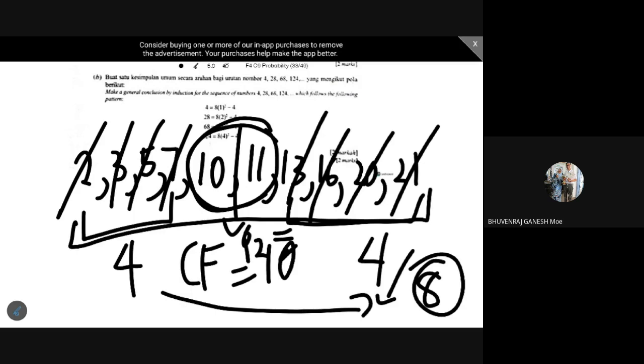Bab darjah 6, darjah 6 Afiq, I don't know darjah 6 bab apa bab dalam darjah 6. Dah tak ingat dah.